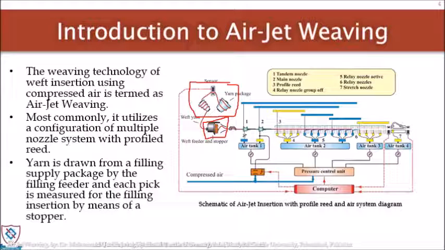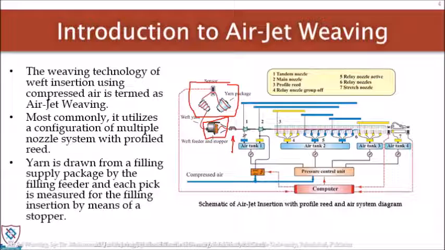Then here is the yarn brake. This yarn brake helps to maintain the tension of the weft. It homogenizes the tension of the yarn so that the weft yarn doesn't feel very high tension, and prevents the yarn from breaking.